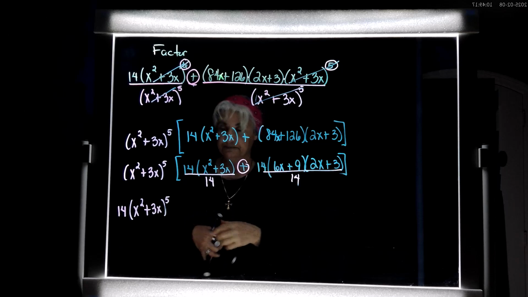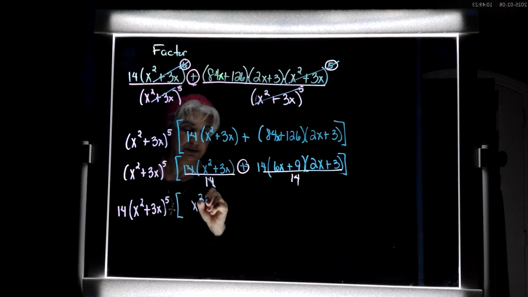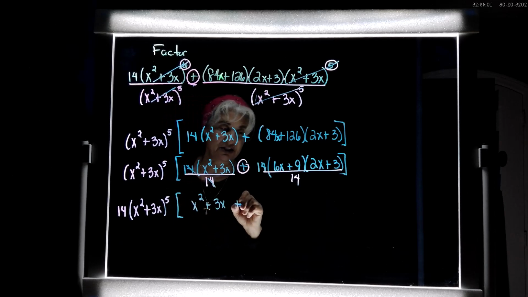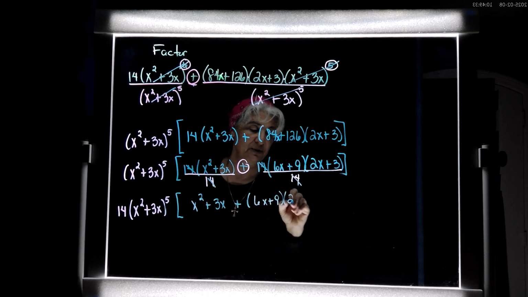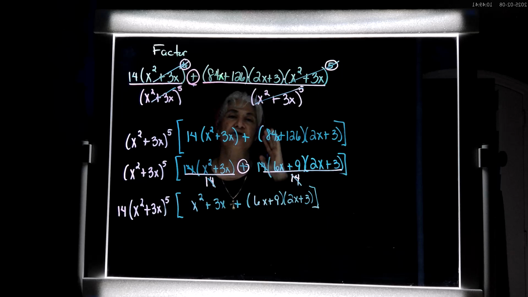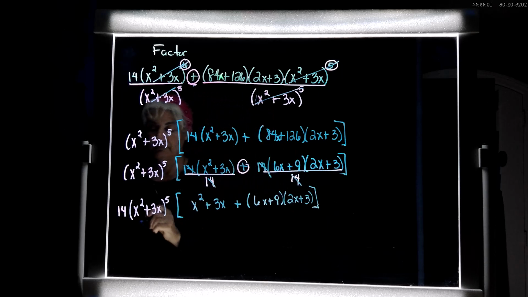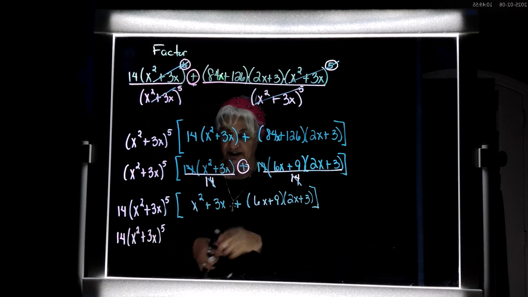Let's see what remains. I have just x squared plus 3x to the left of the addition sign, now to the right of it we have 6x plus 9 and 2x plus 3. And so now it is time to distribute this parenthesis and then collect like terms, and let's see what we end up with. All right. I'm going to still keep this on the outside. And let's distribute.